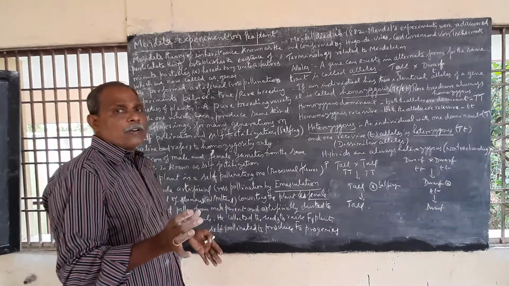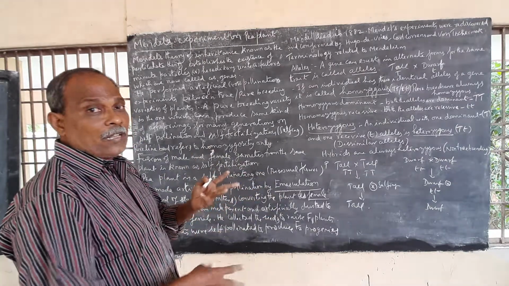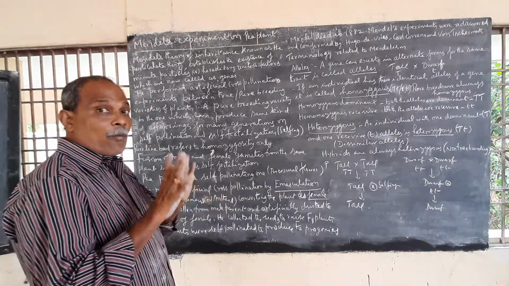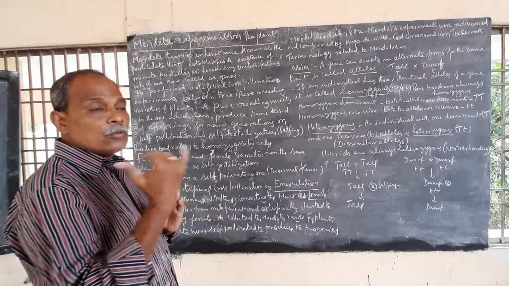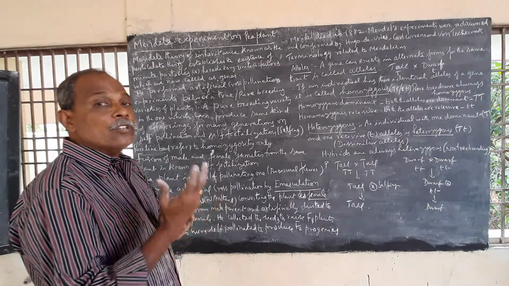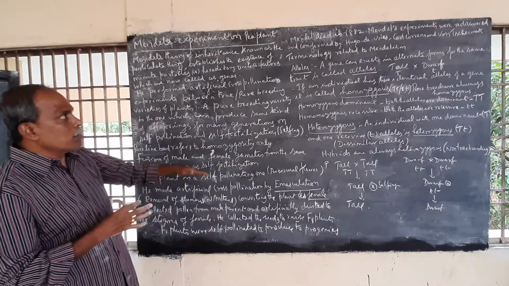In each and every generation, he calculated the offspring with the tall character and the offspring with the small character, the probabilities. From that he was able to get the results. Results means the ratios of monohybrid cross and dihybrid cross. So these are Mendel's experiments.